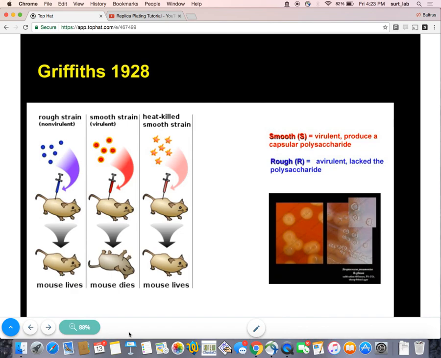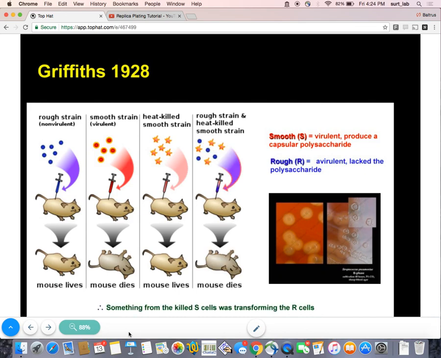When you inject that into mice, the mouse lives. So it's not essentially the bacteria's presence itself, it's uniquely growing bacteria that actually cause virulence here. Again, the intuitive leap between this and the next experiment, nobody really knows.